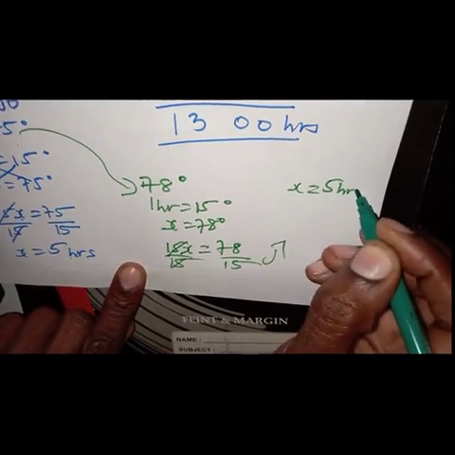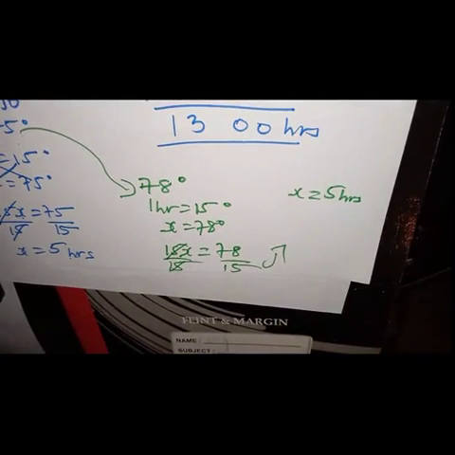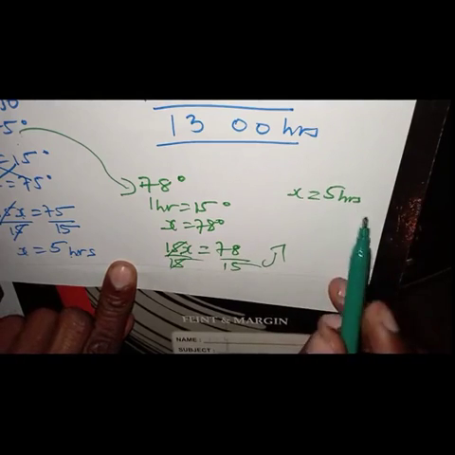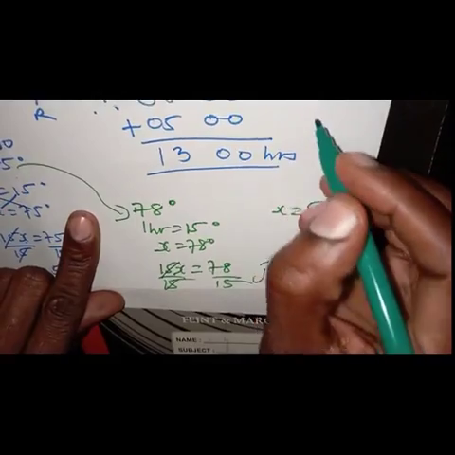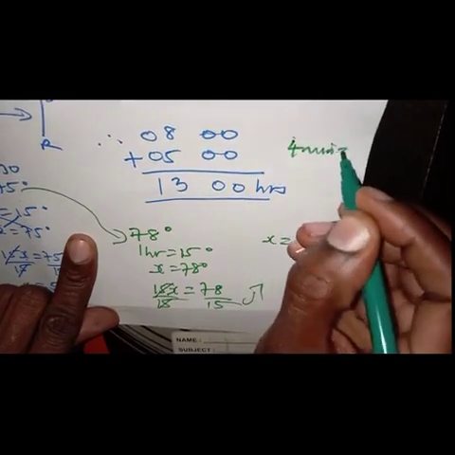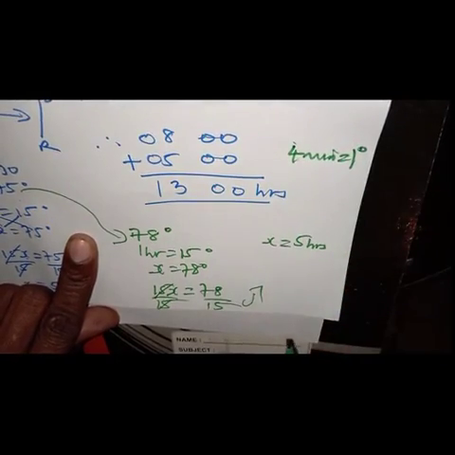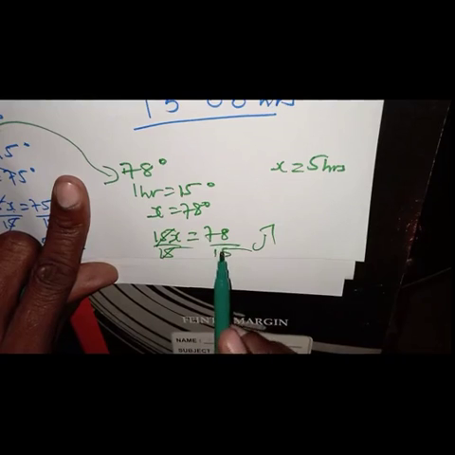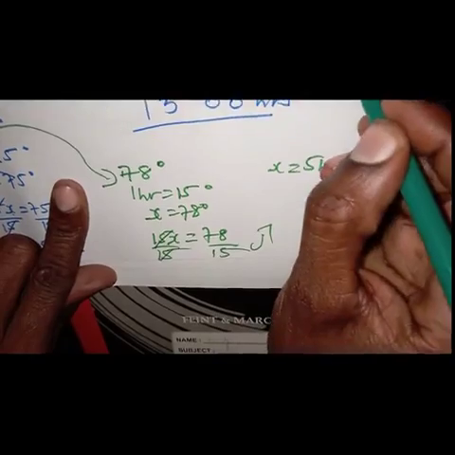You have 5 hours. What's the remainder? The remainder will be 3, right? So that remainder means it will be in minutes. So use a small scale to say 4 minutes is equal to 1 degree. What about the 3 that remained here? That 3 that remained was in degrees, please. So you put it under 0 degrees here.